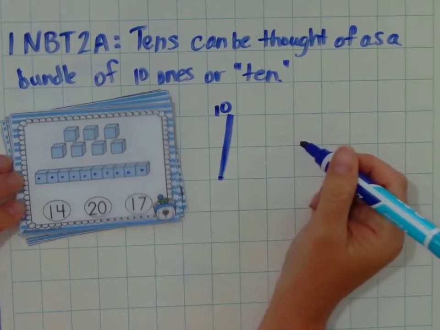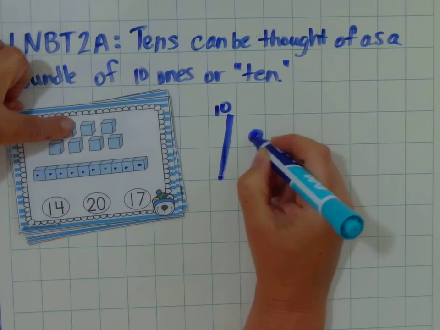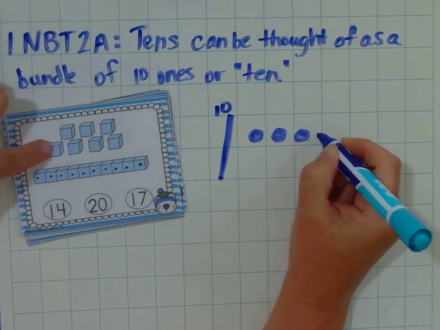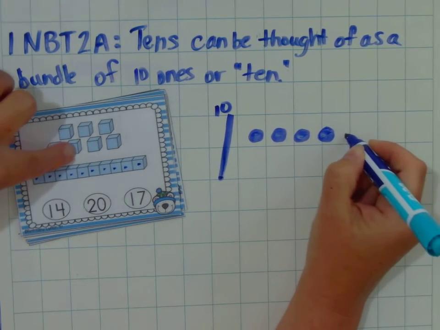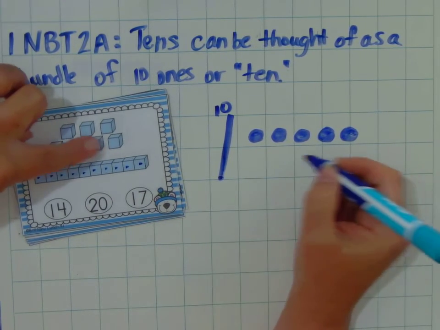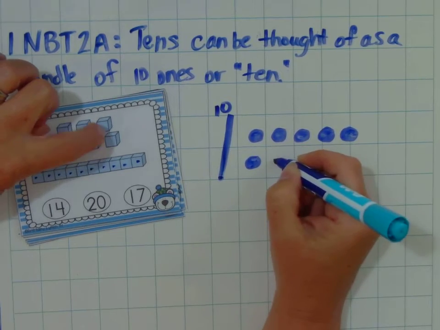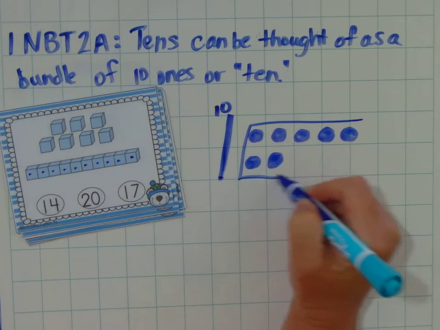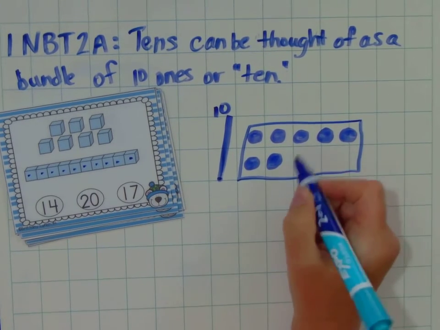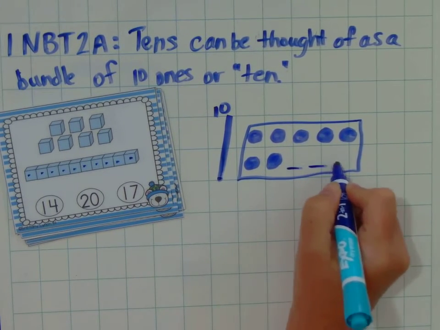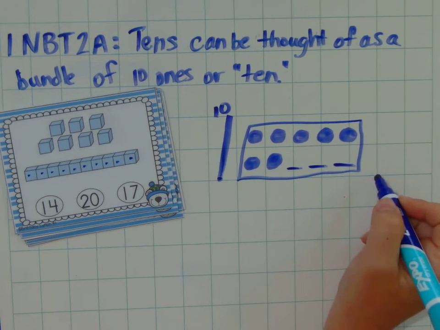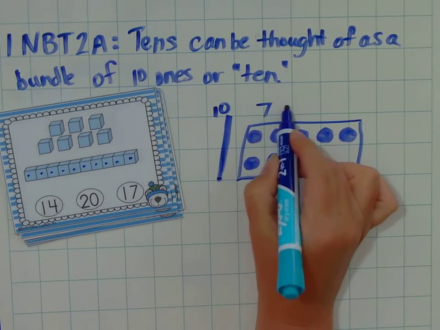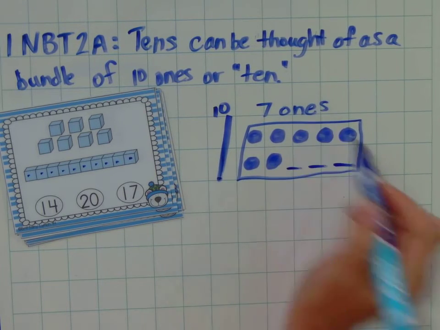Now let's draw the ones. 1 one, 2 ones, 3 ones, 4 ones, 5 ones, new line. 6 ones, 7 ones. If I put a box around this, you can see that I would need 1, 2, 3 more to make a whole new 10. But I have 1 ten and 7 ones.